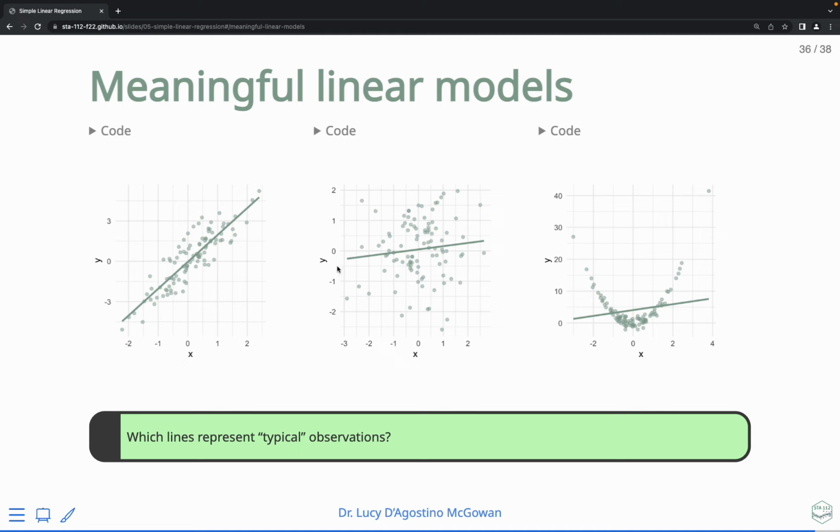I would say also the second one. So the second one, there's not an obvious nonlinear relationship. It looks like there's really just no relationship. So, fitting a line is one way to describe that really there's not a strong relationship between x and y here. So this would also be an okay case for a linear model to try to describe x and y.